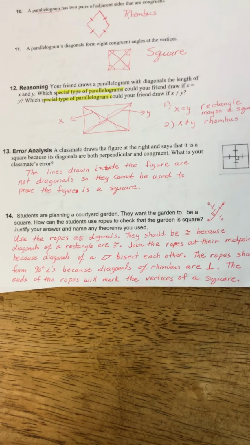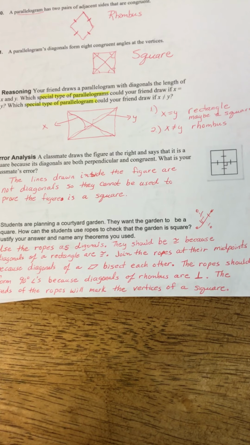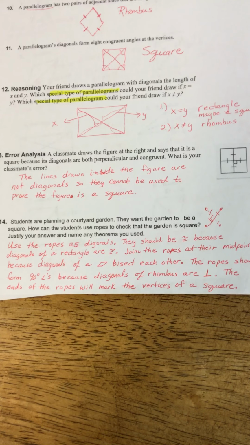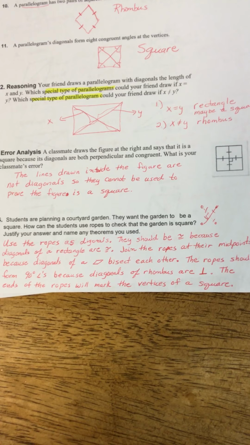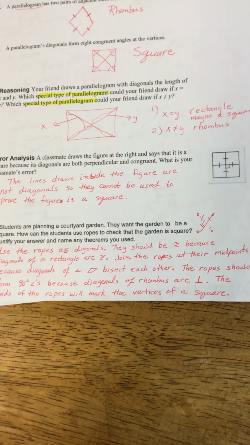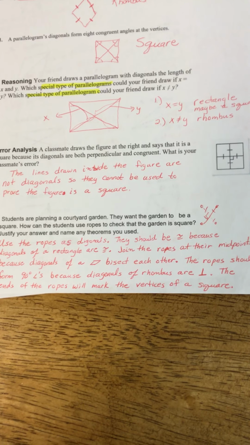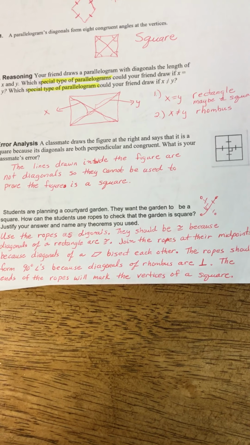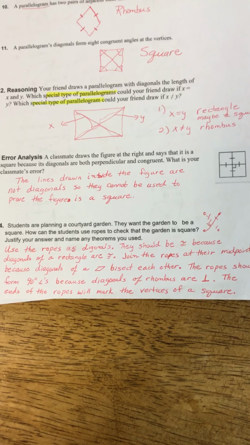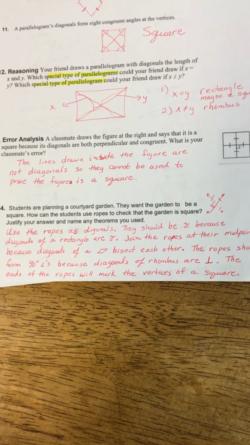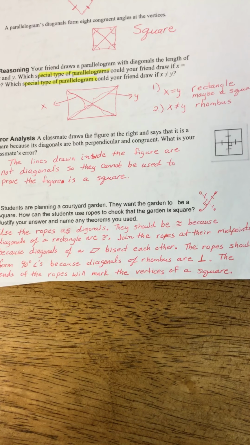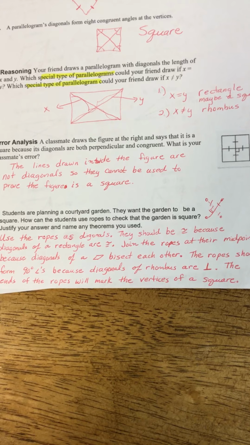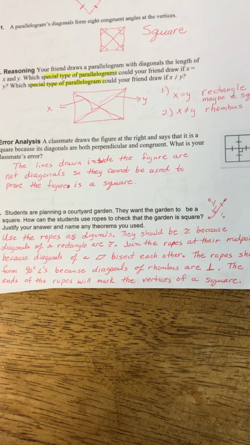So if you have to, take time to stop the video and write that down and go back. My ropes are going to be the diagonals. They have to be congruent because it's a rectangle. The ropes have to join at their midpoint because the diagonals have to bisect each other. The ropes should form 90-degree angles because they have to be perpendicular inside a rhombus. And if my shape is a parallelogram, a rectangle, and a rhombus, then it will be a square.